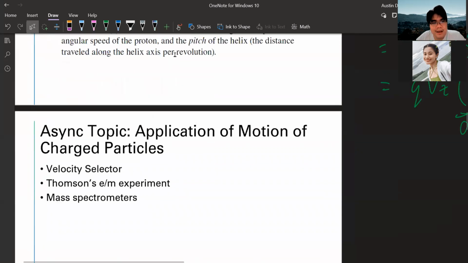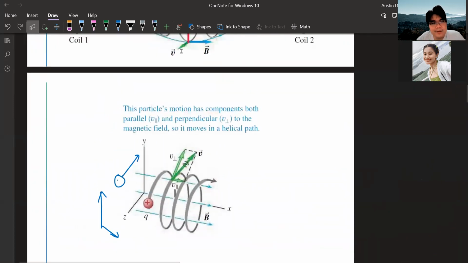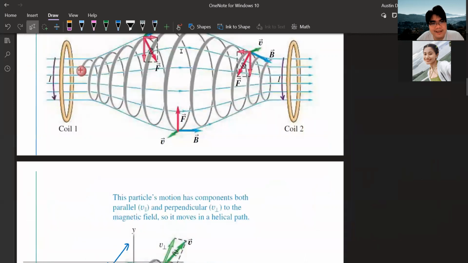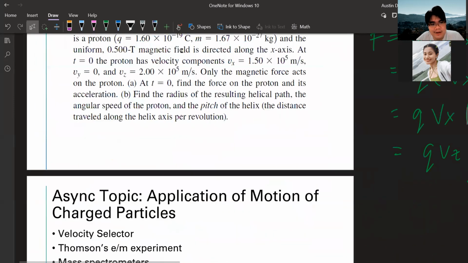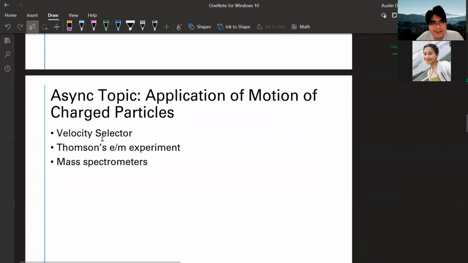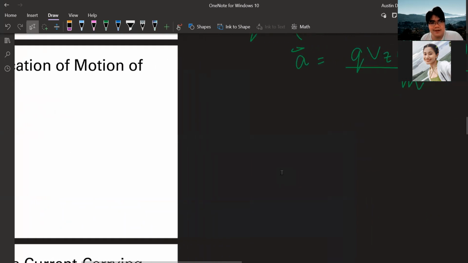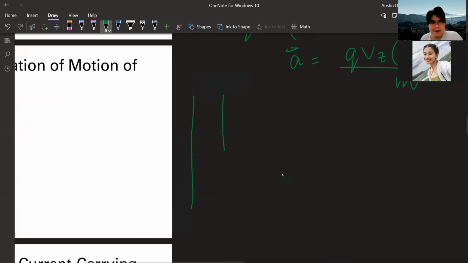Okay. Using your magnetic forces and electric forces, you can deflect your charged particles to your liking. So if, let's say, at some configuration, you pass your charge through, okay? And then it's affected by forces like this and that because of your B and E.